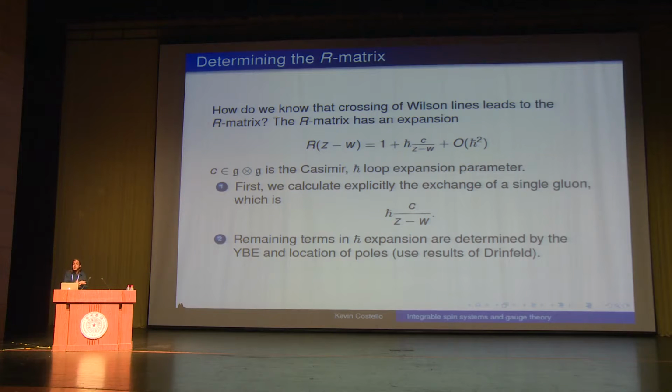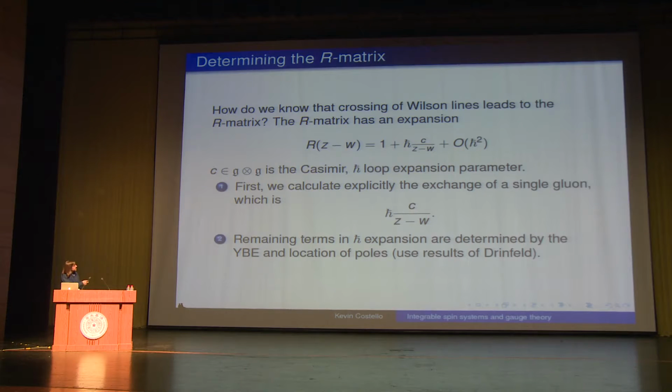So this is kind of like the bootstrap method, but in the bootstrap method, you might calculate some simple OPE and then use consistency, associativity of the OPE to determine more complicated correlation functions. Here, we're using a version of the bootstrap method, but for Wilson lines instead of for local operators.